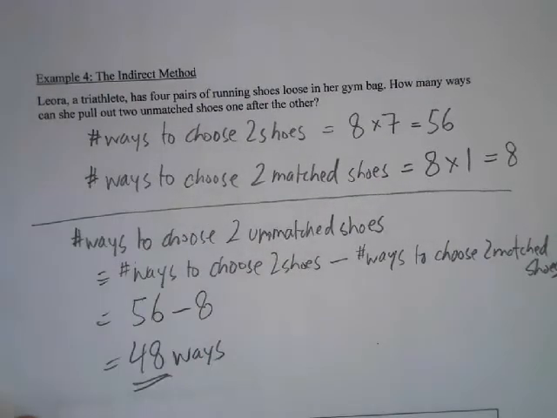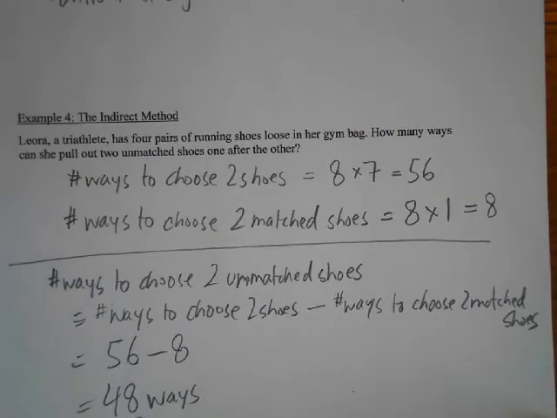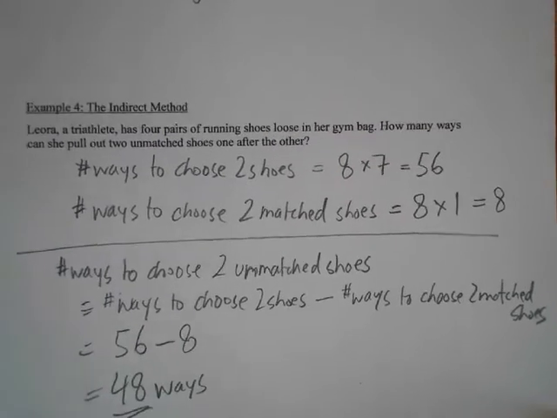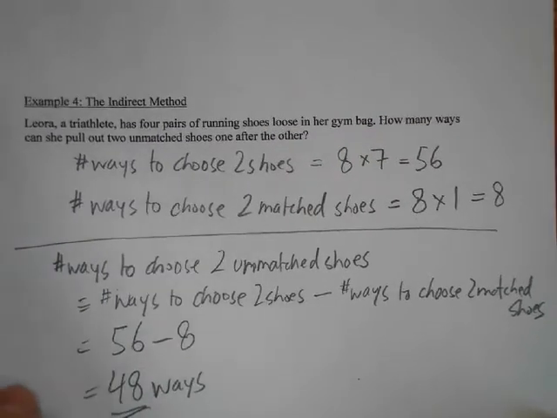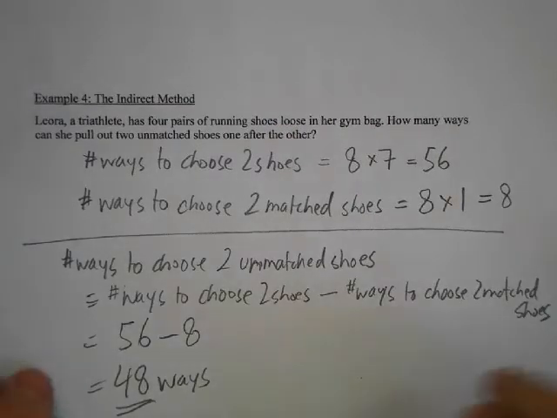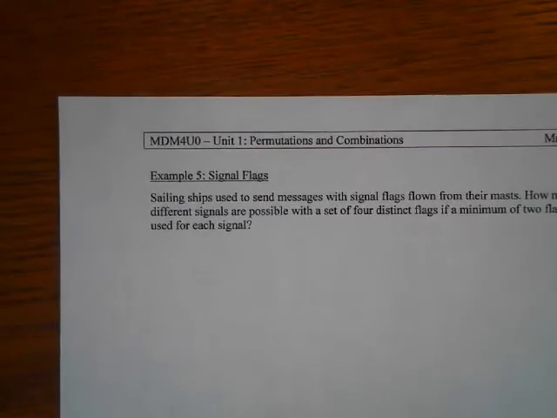So that's what we call the indirect method. In order to find something you're looking for, maybe it's easier to find the cases or the situations that you actually don't want, because that might be easier to calculate. And in this case, it was. So that's what we refer to as the indirect method. We're going to be using that a lot in this course, so please make sure you understand the idea of the indirect method. Okay, one last example here.